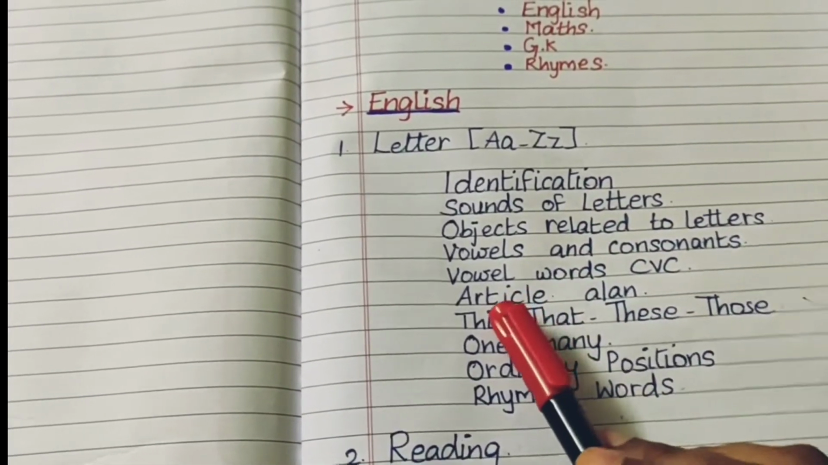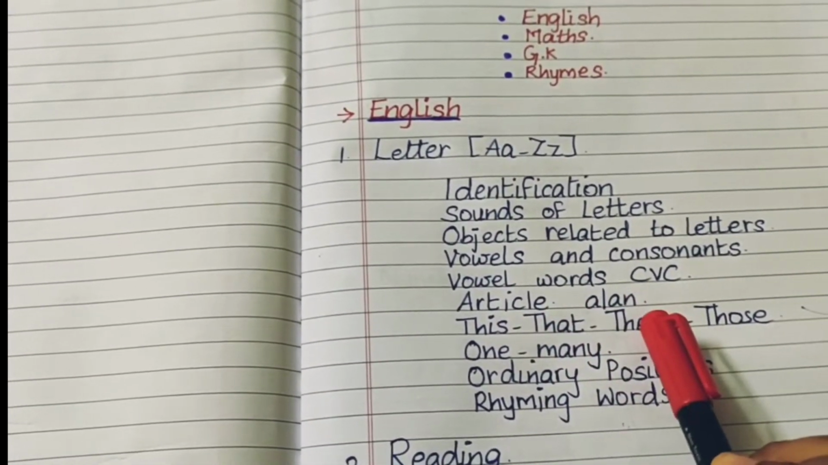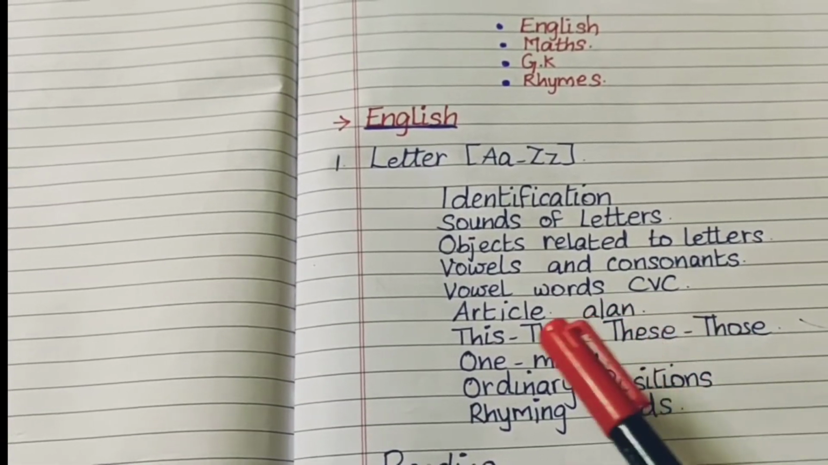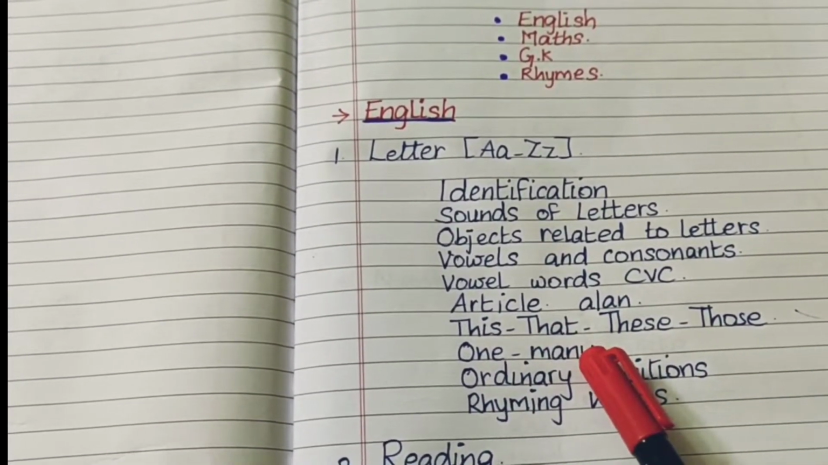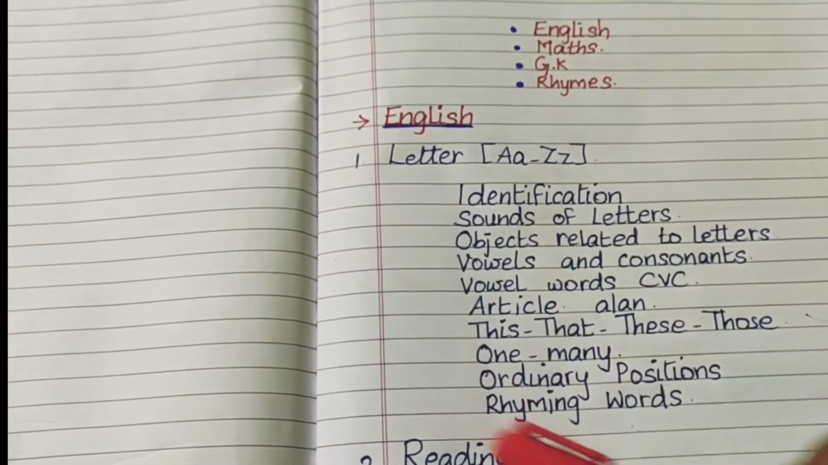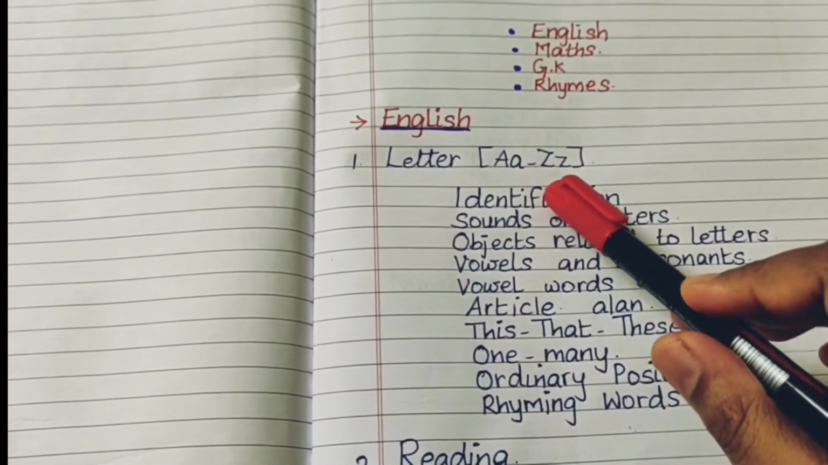The next one is article, a or an. The next one is this, that, these and those. And the next one is one, many, and then ordinal position and rhyming words. These are all related to letter. So this is the first one.